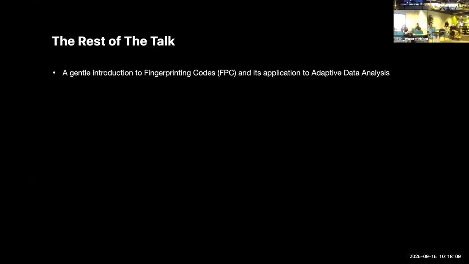And next, let's try to do some math. In the rest of the talk, I'll try to give a gentle introduction to fingerprinting codes and how people have applied them to the domain of adaptive data analysis. And then I'll say a little bit about our new ingredients and how they fit into the current framework. Okay, cool. So let's start by talking a little bit about fingerprinting codes. This is a combinatorial object.